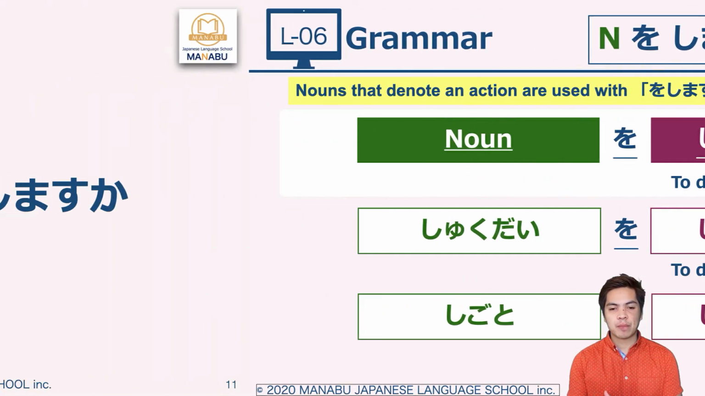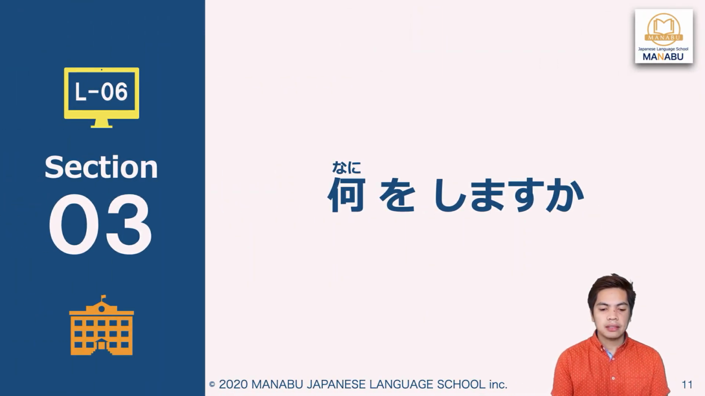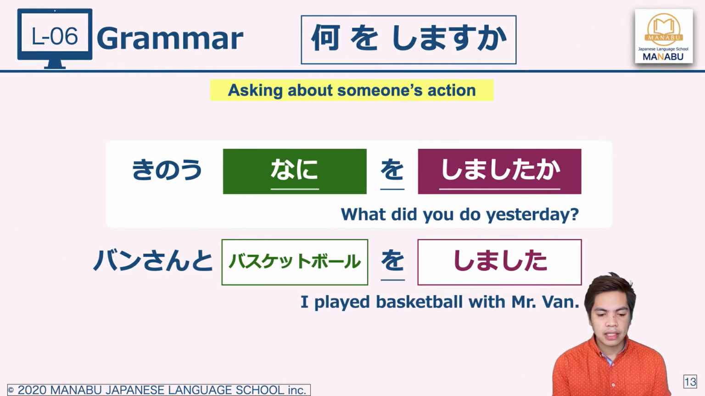Shigoto o shimasu. Our third grammar point is the nani o shimasu ka. Nani o shimasu ka. This is a question about what someone will do, or asking about someone's action. So what will you do? For example, in this sentence, kino nani o shimashita ka? So the time indicated in the sentence is kino. So once again, it's in the past. So the verb should be in past tense. Nani o shimashita ka? We will answer the interrogative nani. So once again, nani means what.